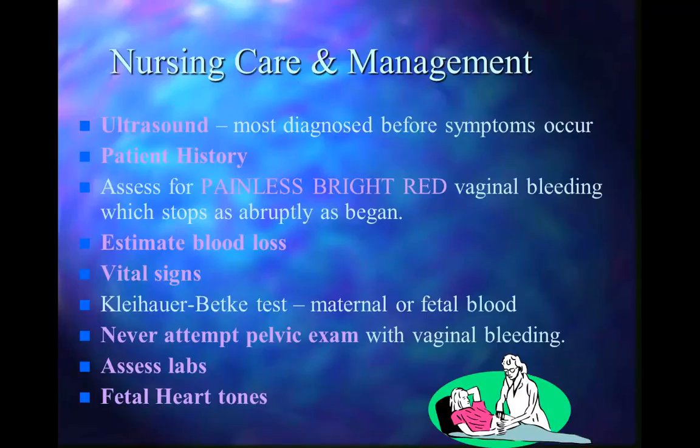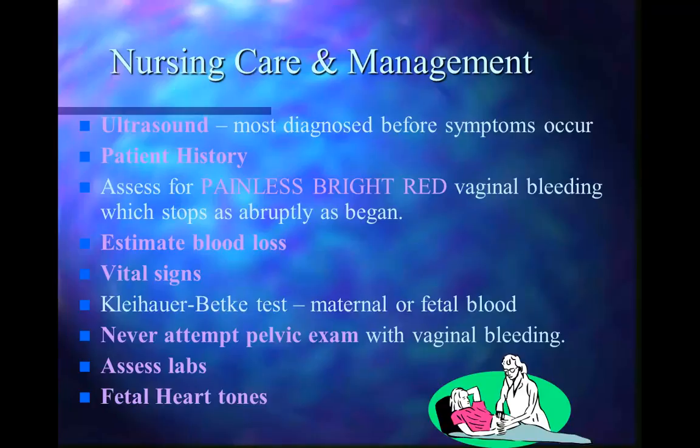The nursing care and management: most placenta previas are diagnosed before they ever have symptoms, before they ever have that bright red bleeding, because we do so many ultrasounds nowadays that we can see where that placenta actually is. So it doesn't present usually with symptoms, although that can happen, but most of them we know ahead of time. We have to evaluate for patient history of it, and we always assess for that painless bright red vaginal bleeding, and it can stop as abruptly as it began.